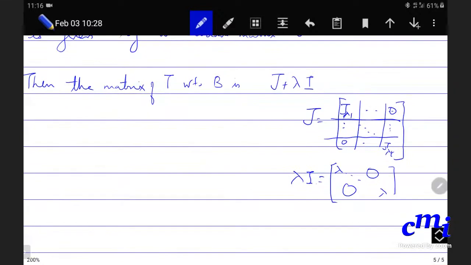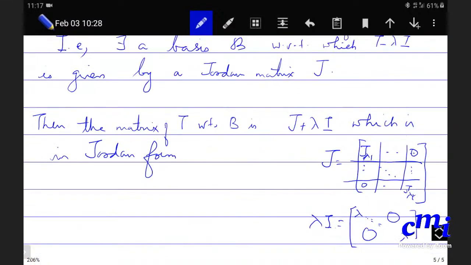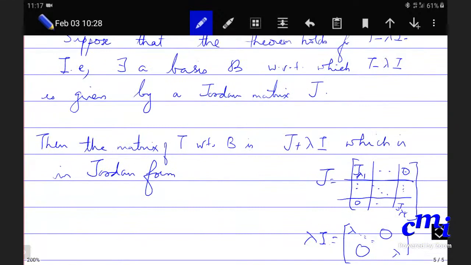Which is in Jordan form. If we added the same lambda everywhere, that is what made it work. If you added different lambdas at different points in the diagonal, it may not be in Jordan form anymore. But adding a scalar multiple of identity doesn't disrupt the property that this is in Jordan form, with respect to the same basis. Therefore, the theorem holds for J.